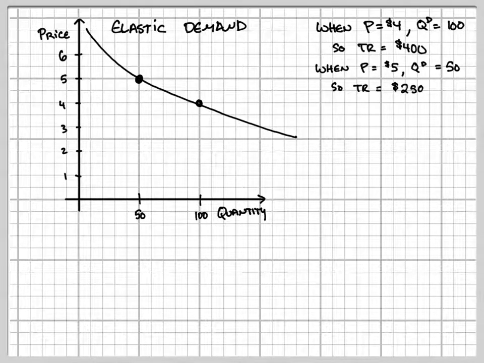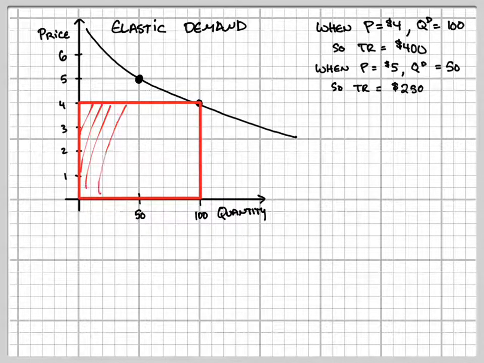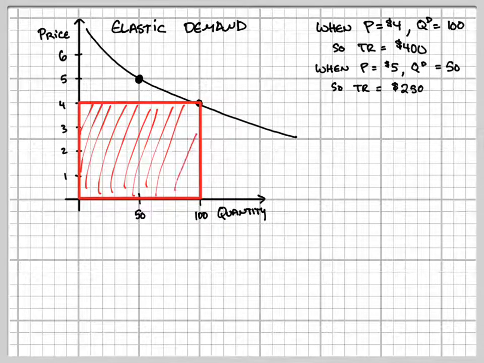So here, in the case of elastic demand, a rise in the price makes quantity demanded fall by a larger percentage than the price increased. And so the effect on total revenue is a reduction. So here is our initial total revenue in the red, and that red region is larger in area than the new total revenue in purple. And so total revenue has declined.